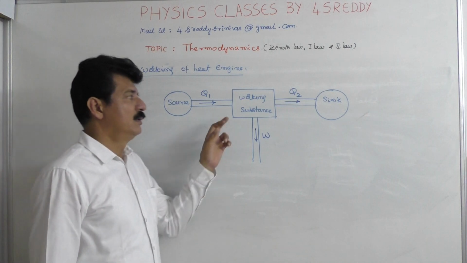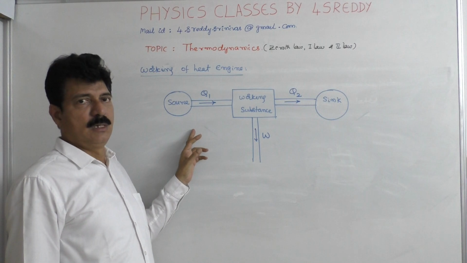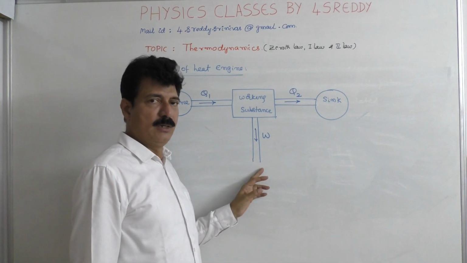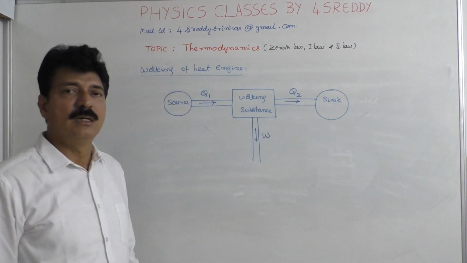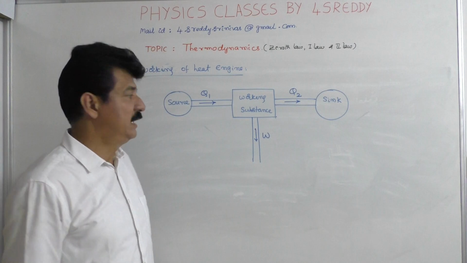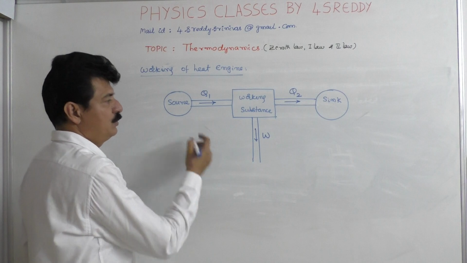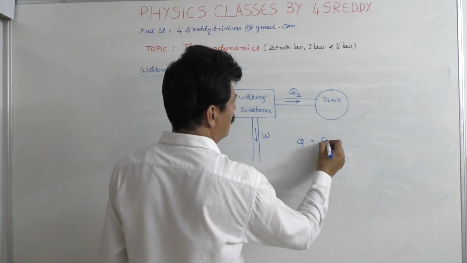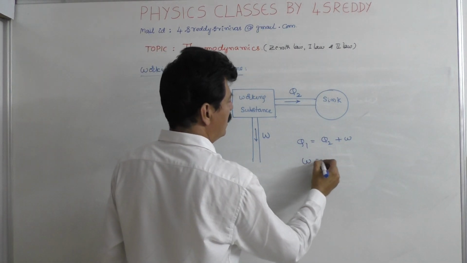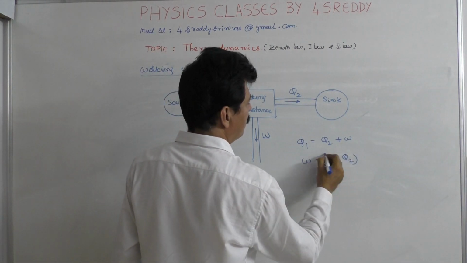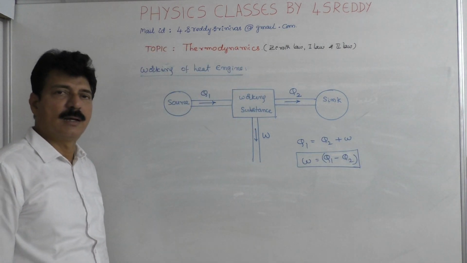So the working substance extracts heat Q1 from the source, does some work W, and then rejects a huge amount of heat energy to the sink, that is Q2. Therefore, according to the total heat supplied, Q1 is always equal to Q2 plus W. Therefore, work done is always given by Q1 minus Q2. This is the total work done.